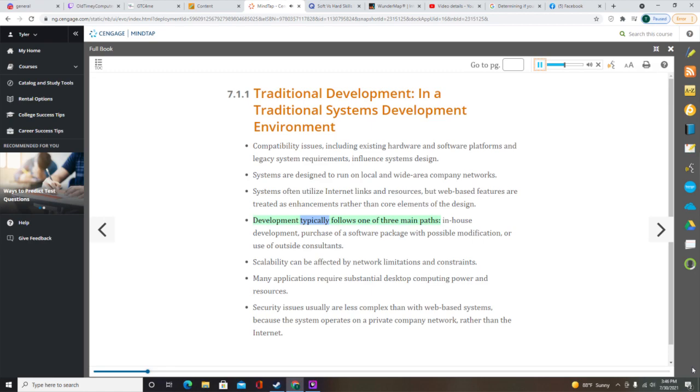Development typically follows one of three main paths: in-house development, purchase of a software package with possible modification, or use of outside consultants. Scalability can be affected by network limitations and constraints. Many applications require substantial desktop computing power and resources. Security issues usually are less complex than with web-based systems, because the system operates on a private company network, rather than the Internet.